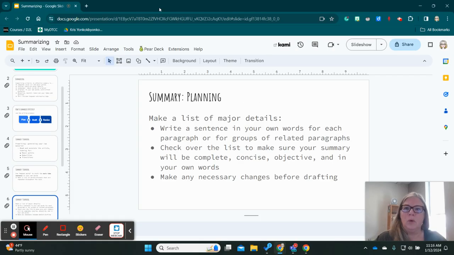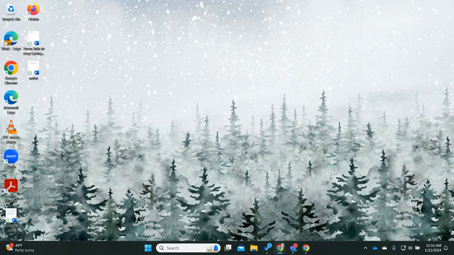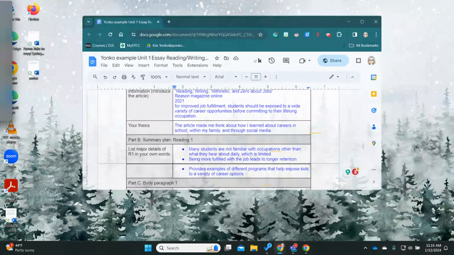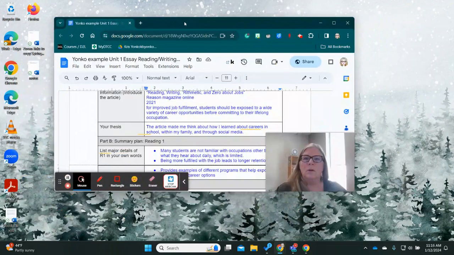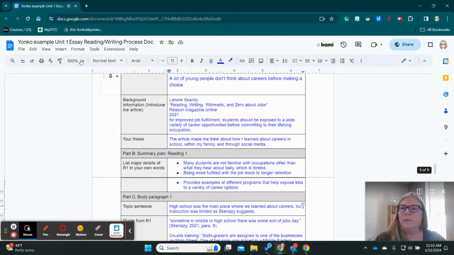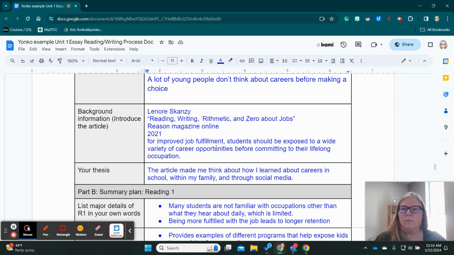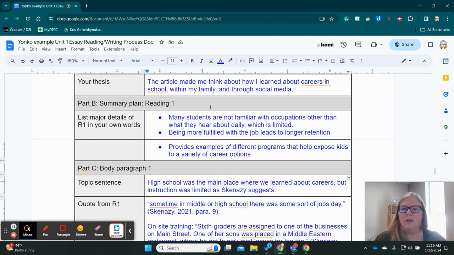So let me bring over the sample, the example document that matches what you're doing. Okay. So the Skenazy article that I've been using as the example, and that is in the D2L course as the example, it's kind of short, and there's not a whole lot to it. So when I read through it to kind of work backwards and come up with this outline, I really only saw 3 major details.